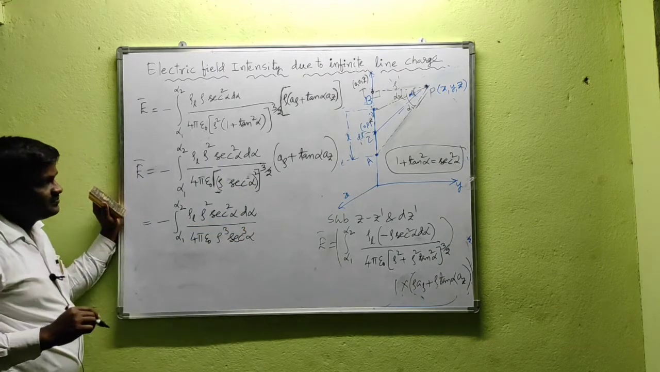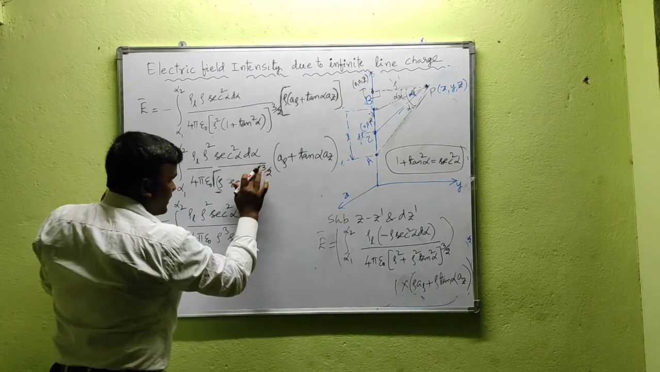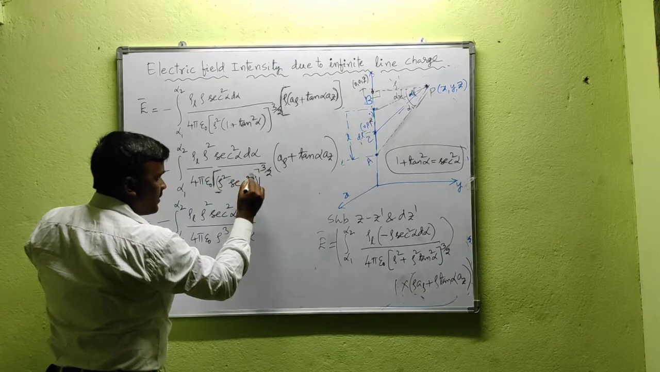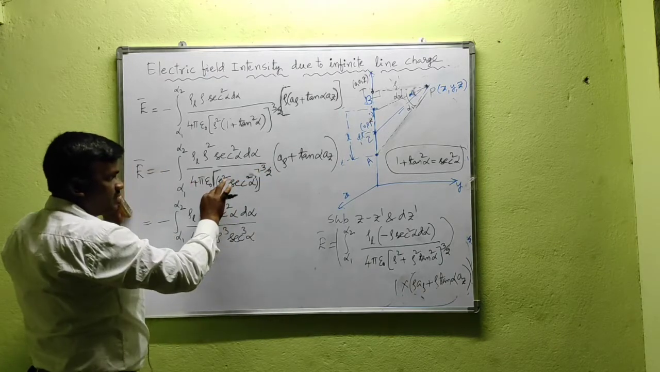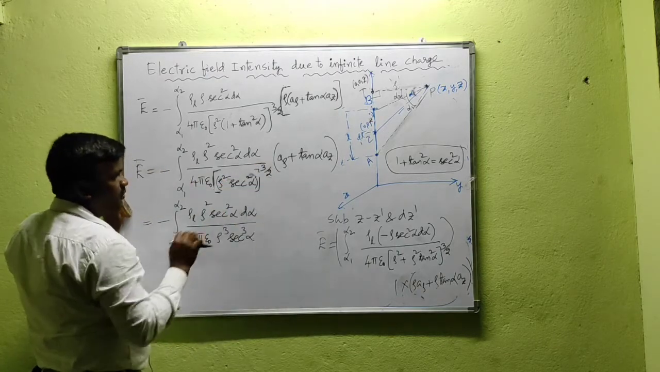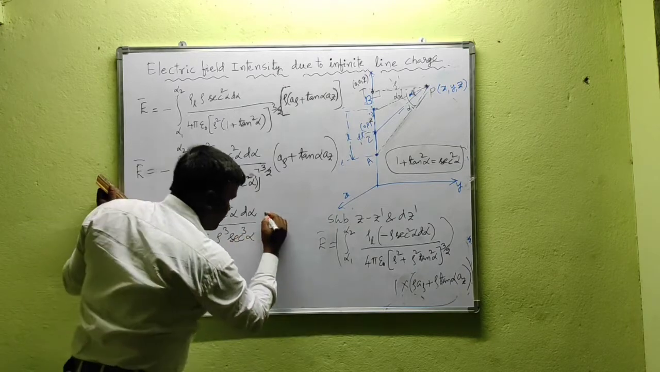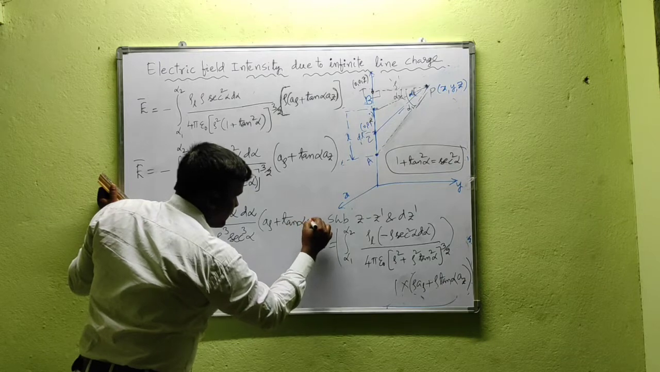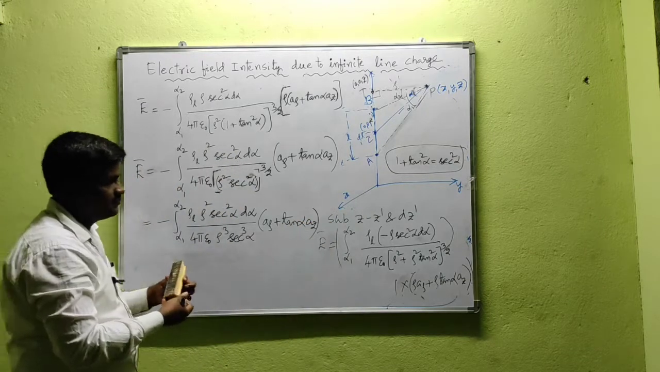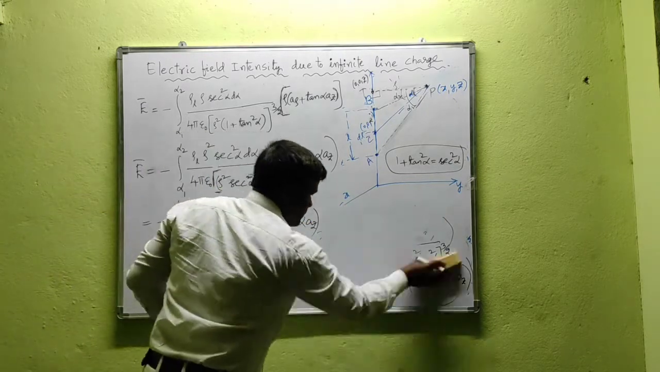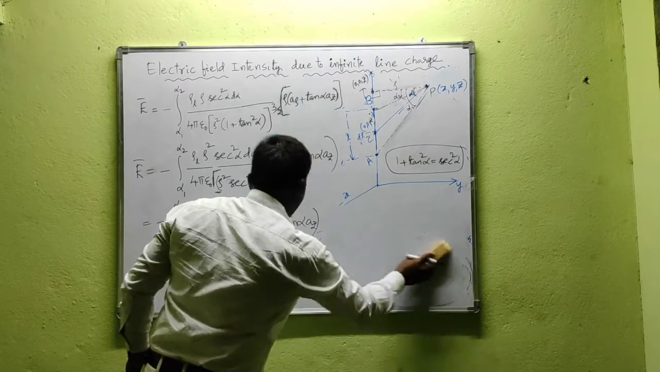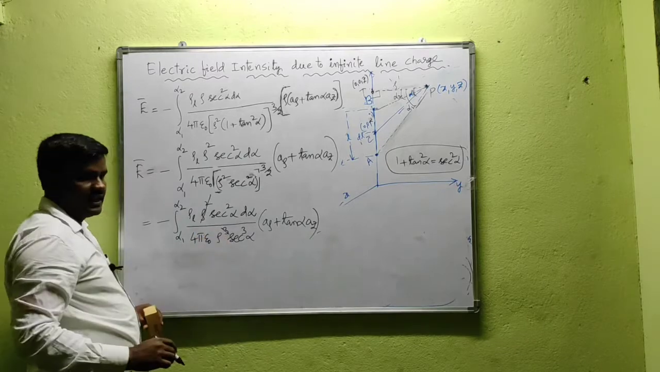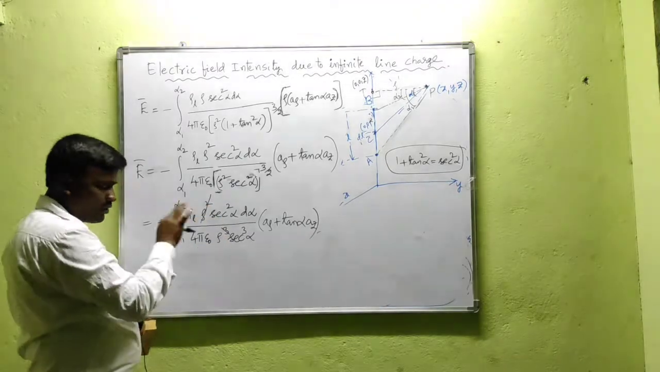Clear? This square, that means this square secant square alpha. This by 2 cancelled out. Remaining part is rho cube secant cube alpha into a rho plus tan alpha into a z. Now simplify this. Again we can simplify: this rho square and this cube cancelled out. That means rho square by rho cube gives what?